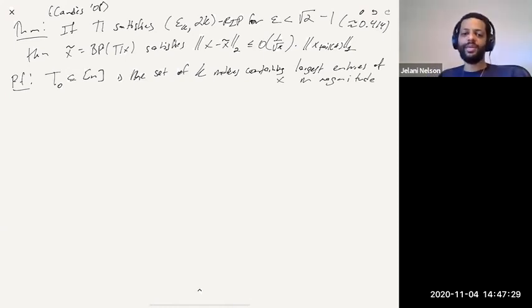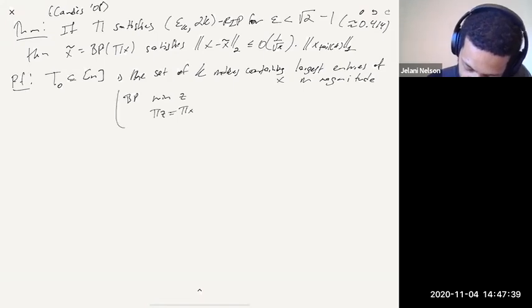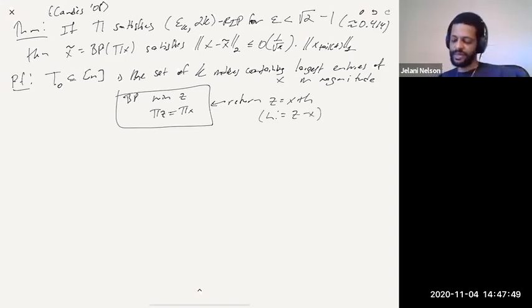Okay. And what do I know? Remember, basis pursuit says minimize the norm of Z such that Pi Z is equal to Pi X. It will return Z equals some X plus H, right? H is just defined to be Z minus X. So let's just say that what it returns, I'm going to call X plus H, where H is just defined to be Z minus X.